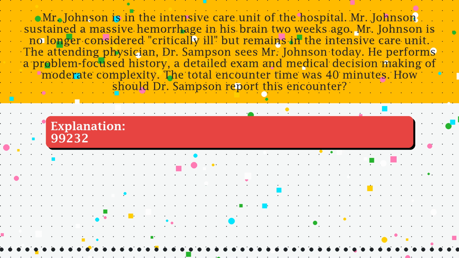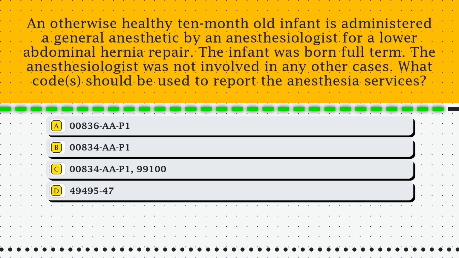Question 106. An otherwise healthy 10-month-old infant is administered a general anesthetic by an anesthesiologist for a lower abdominal hernia repair. The infant was born full term. The anesthesiologist was not involved in any other cases. What code(s) should be used to report the anesthesia services?